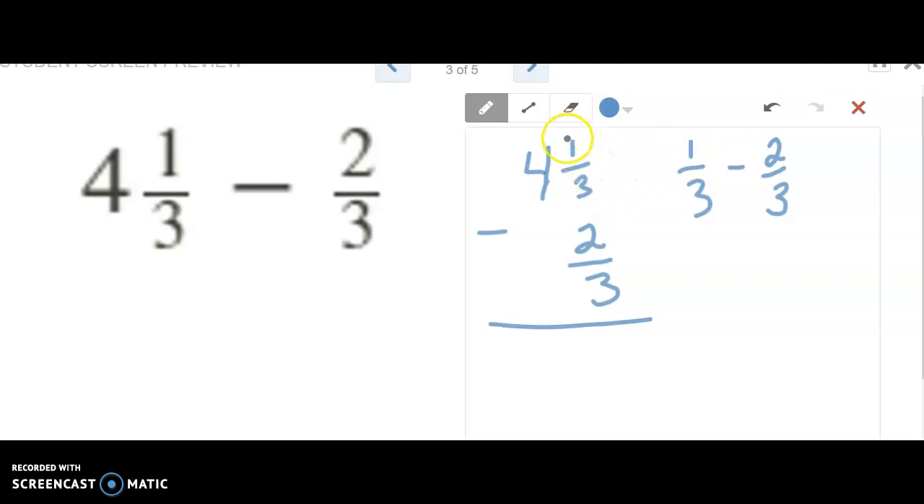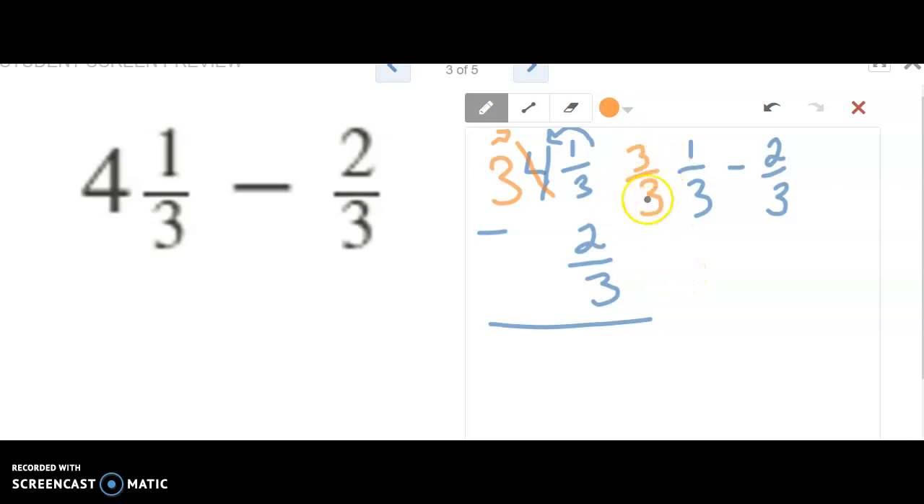So I'm going to come over here and to my whole number and say, hey, can I borrow some from you? And that whole number 4 is going to say, sure thing. So we're going to make this whole number a 3, and we're going to borrow 1 whole from it. And that 1 whole is going to be, and I'm looking at my denominator, that fancy form of 1, which is going to be 3/3.